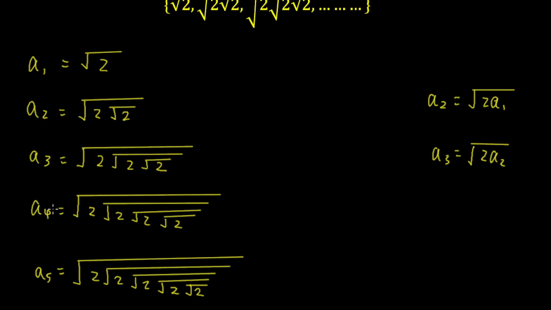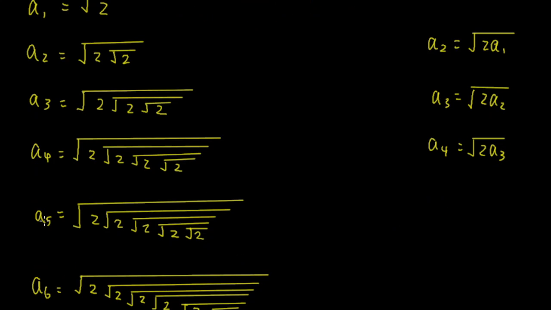Now, a sub 4. This portion here, square root of 2 times square root of 2 times square root of 2, is just a sub 3. So we can write that a sub 4 is equal to square root of 2 times a sub 3. Now next, let's do one more. A sub 5 here. This portion here, square root of 2 times square root of 2 times square root of 2 times square root of 2, is just a sub 4, right? So a sub 5 is equal to square root of 2 times a sub 4.